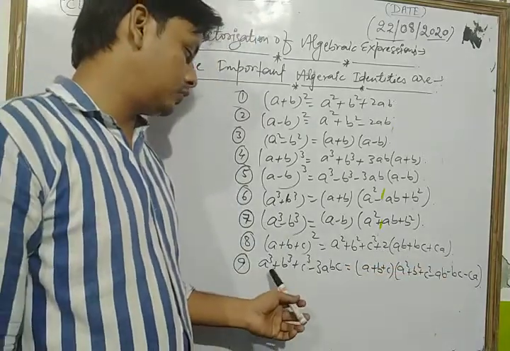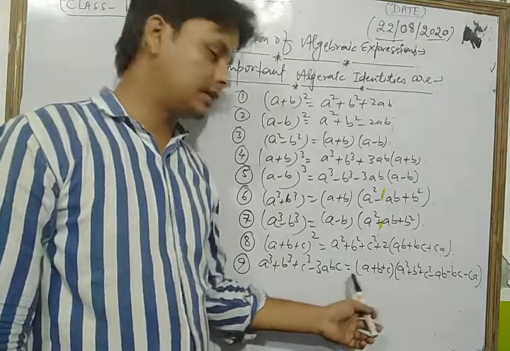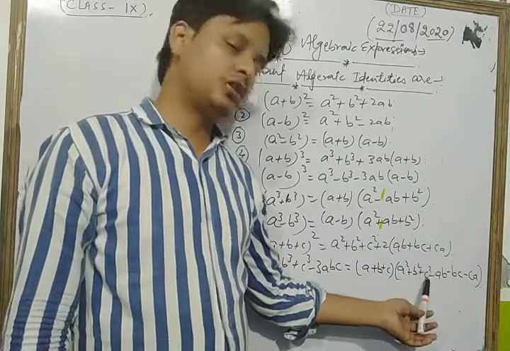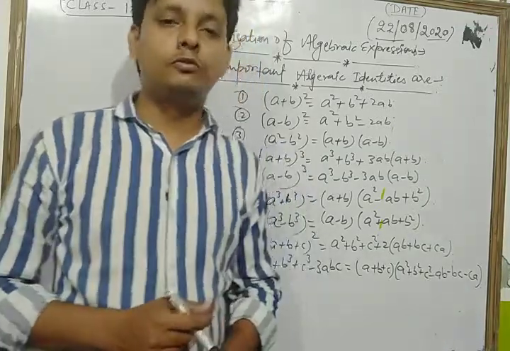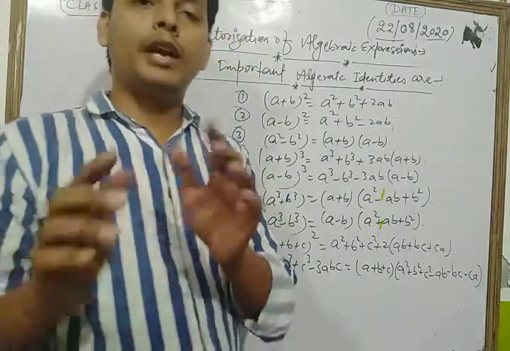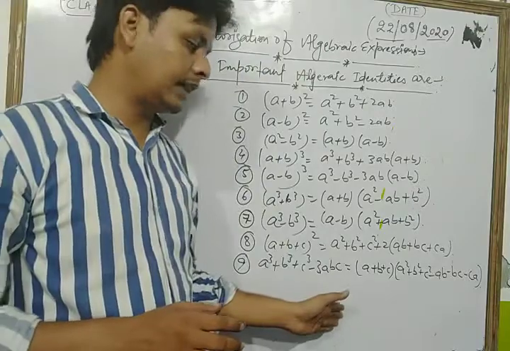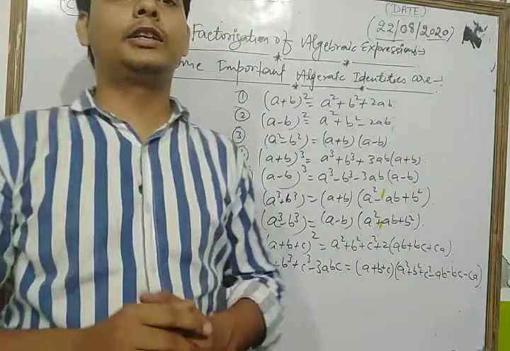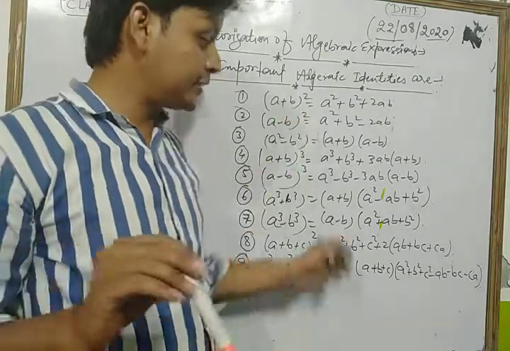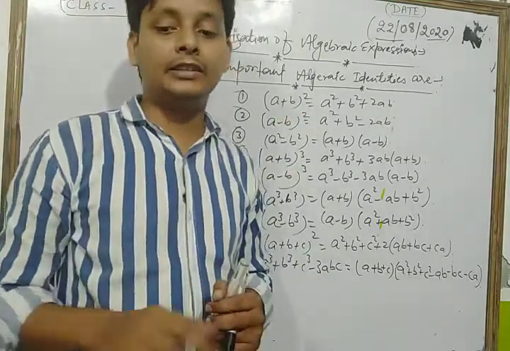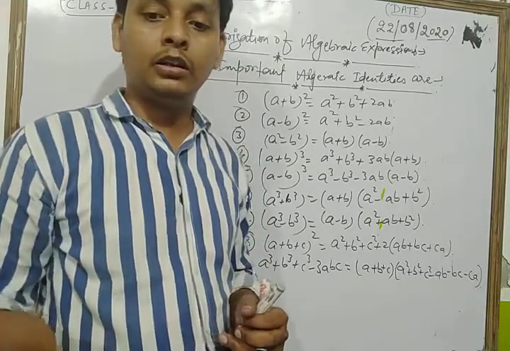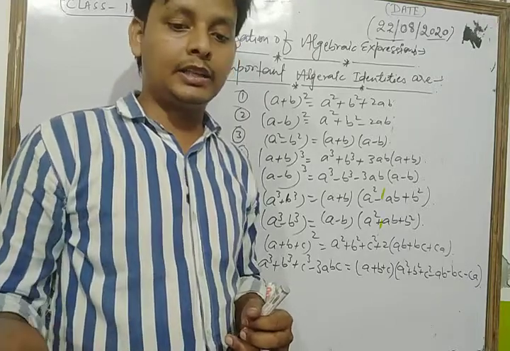And finally a cube plus b cube plus c cube minus 3abc is equal to (a plus b plus c) in another bracket (a square plus b square plus c square minus ab minus bc and minus ca). So dear students, today first you revise and learn all the nine identities. Now after that we solve all the questions based on each and every algebraic identity. Okay, first you revise and learn all the algebraic identities.